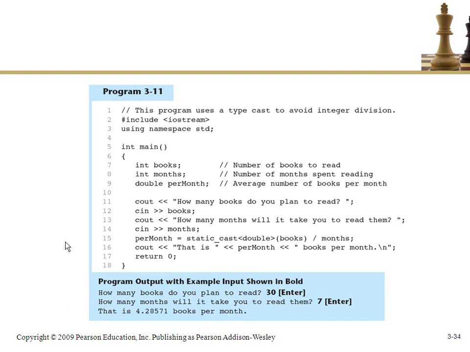So the program asks, how many books do you plan to read? You enter 30. Then it asks, how many months will it take you to read them? And you enter 7. The result will say that is 7.28571 books per month.